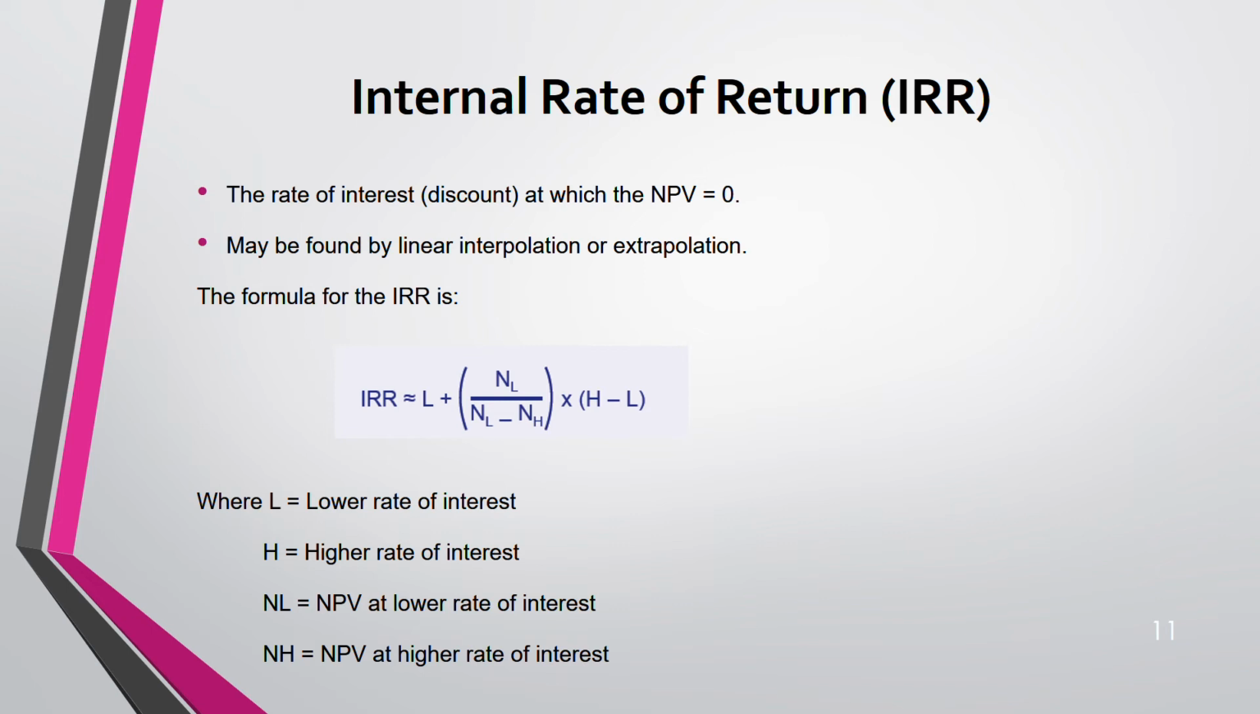Keep it like that. You might get minus minus, so it might become positive in the denominator. It's okay. Into H minus L, higher rate minus lower rate always. Let's say 12 and 5%. 12 minus 5 is 7. And get your IRR. Try this on your own with some figures.